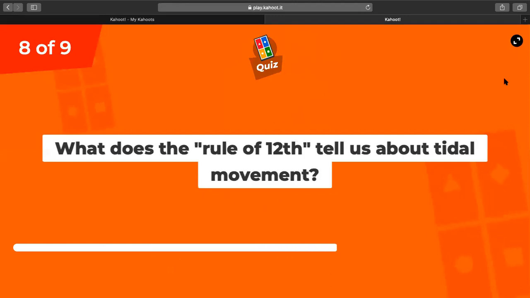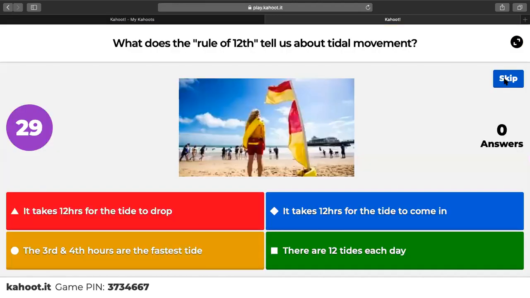What does the rule of 12ths tell us about tidal movement? Red, it takes 12 hours for the tide to drop. Yellow, the 3rd and 4th hours are the fastest tide. Blue, it takes 12 hours for the tide to come in. And green, there are 12 tides each day.